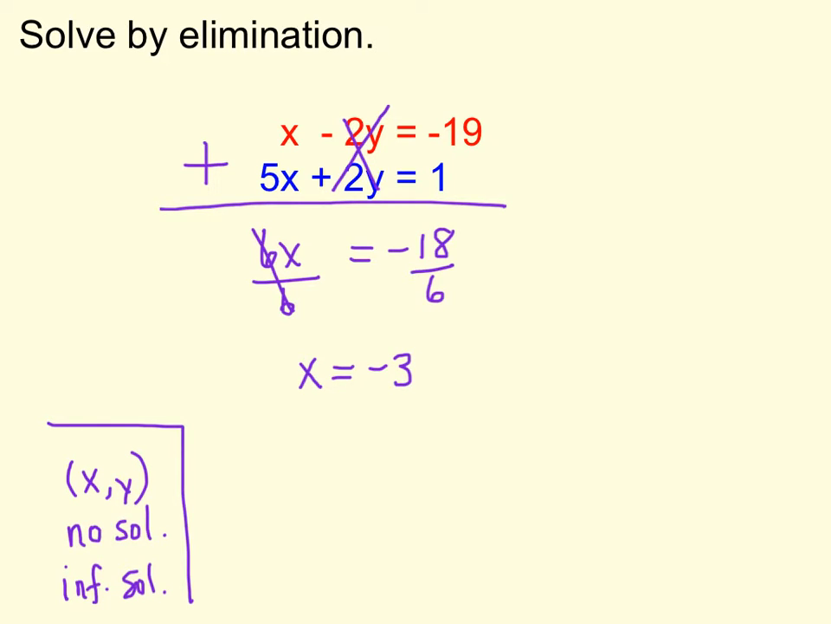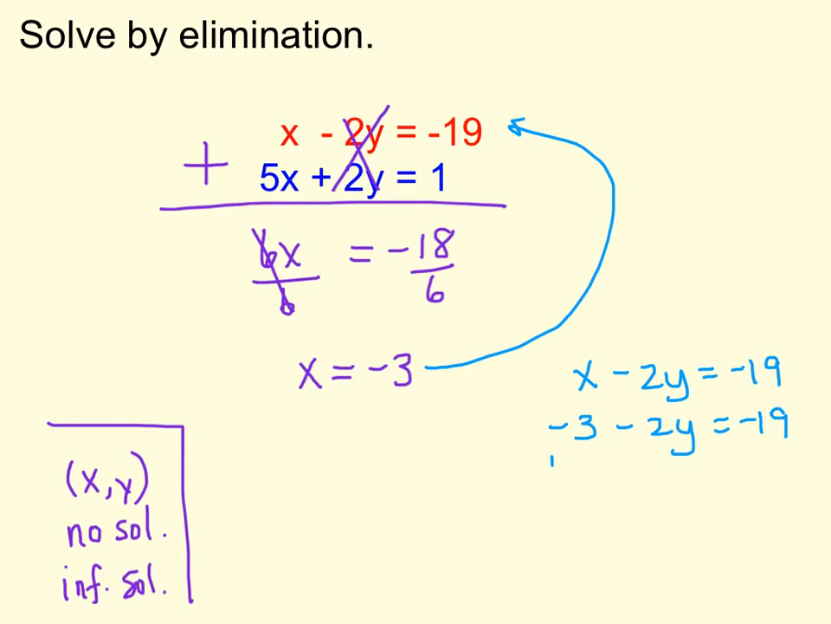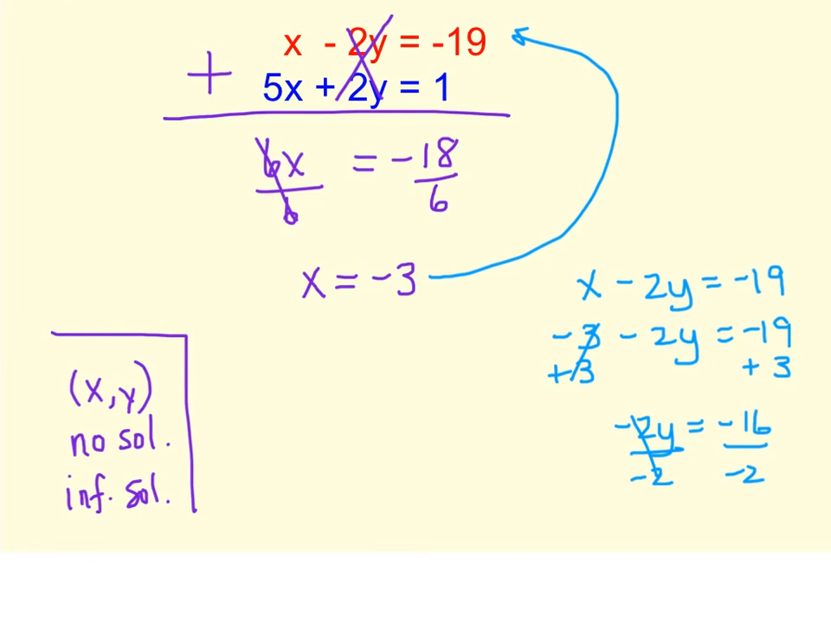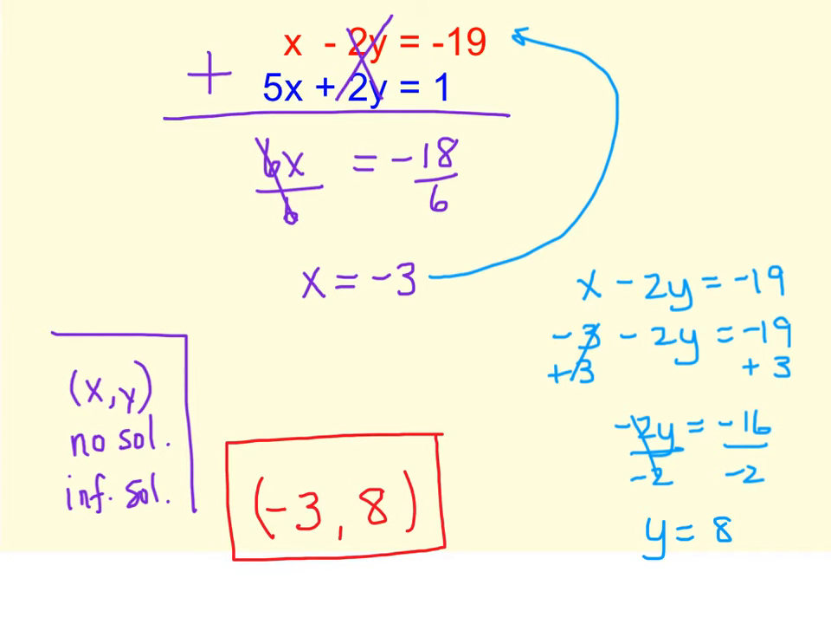So I'm going to take this negative 3, plug it into this top equation. So I'll just rewrite it. x minus 2y equals negative 19. Well, now that I know that x is negative 3, I'm going to put a negative 3 in for the x. And we're going to solve this equation. We'll add 3 to both sides. So negative 2y is equal to negative 16. And then we divide both sides by negative 2. And we get y is equal to 8. So our solution, our ordered pair, is negative 3, 8. So our two lines will cross at that point.